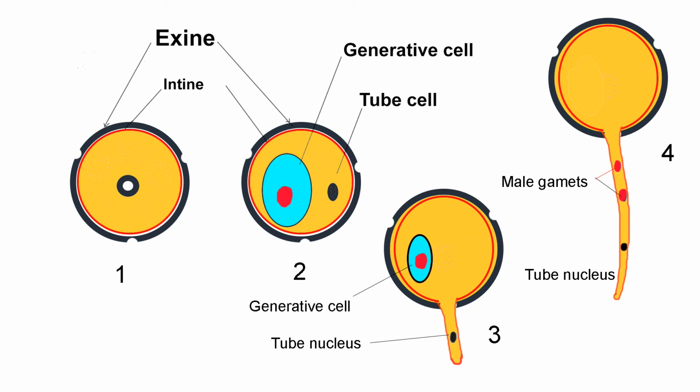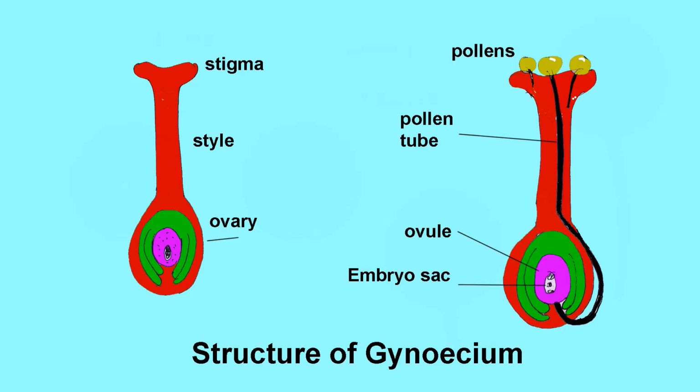On the other hand, gynoecium is the female floral whorl which is composed of stigma, style and ovary. Stigma acts as a receptacle for the pollen grains, while style is the site for the growth of the pollen tube. Ovary contains one or more ovules, which are responsible for megasporogenesis or the development of the female egg cell.